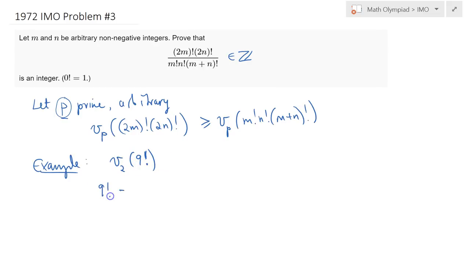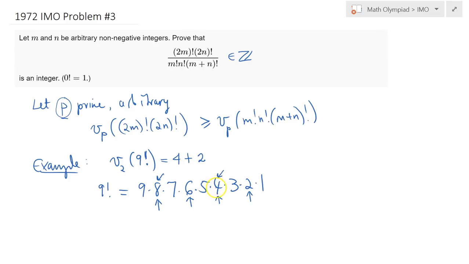Well, 9 factorial is simply equal to 9 times that decreasing sequence of numbers, and I want to count how many 2's. In the first round you would identify the even numbers. We have 1, 2, 3, 4 even numbers, so the answer should be at least 4. But then we realize that there are more. Indeed, for the multiples of 4, like 4 and 8, and obviously our number stops at 9, for these two, we have at least 2.